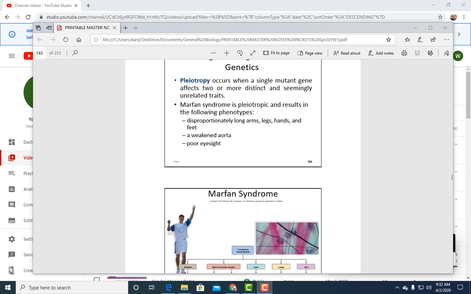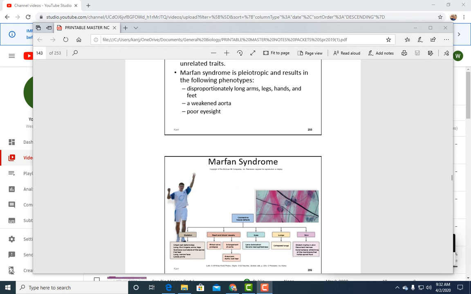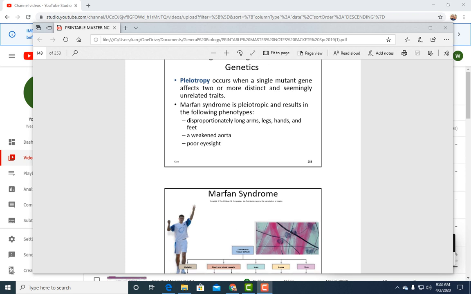So Marfan syndrome causes a lot of problems with connective tissue, and it causes abnormal growth. So people have long arms, hands, legs, and feet. They have a weak aorta, so that big blood vessel that carries blood out of the heart to the rest of the body is weakened because of the connective tissue damage, and they have poor eyesight. Sometimes they can have learning disabilities, but not always. It's actually a pretty common syndrome. I know a couple of people that have this syndrome, and they're highly functional, intelligent individuals. But they do have some of these other characteristics. So that's pleiotropy.